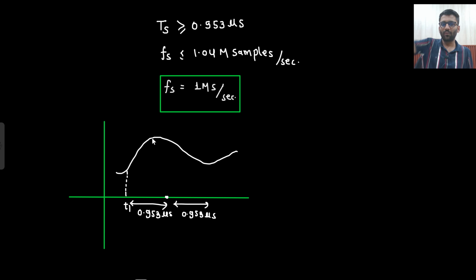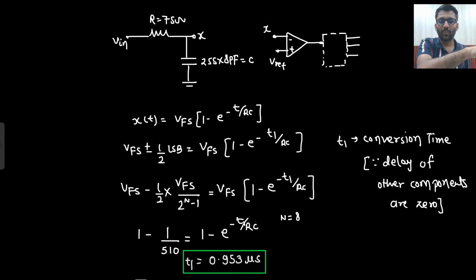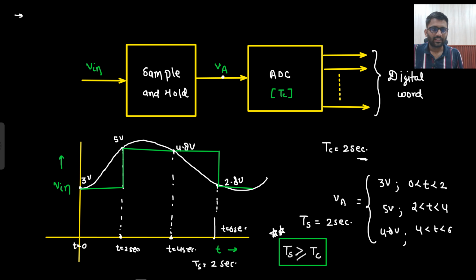The sample and hold circuit will give voltage to Vin, and Vin will give voltage to the negative terminal of the op amp, the negative terminal of the comparator. So that process will go on every 0.953 microsecond, and you are receiving the output. So that's the thing. So that's it about this question.